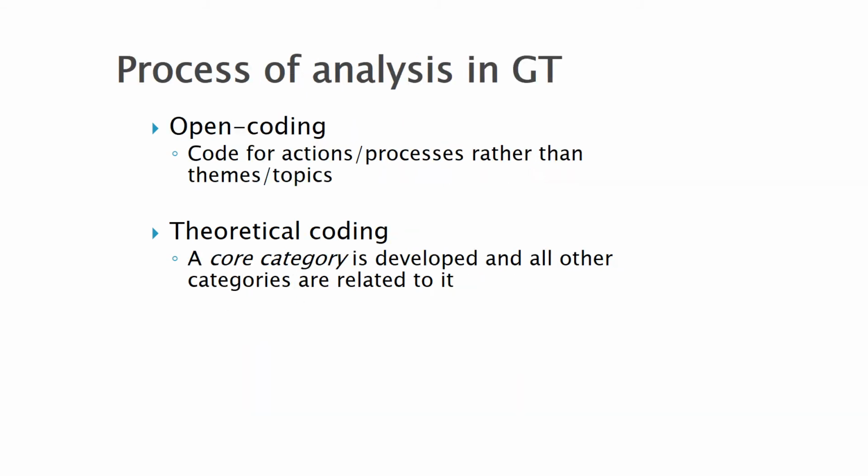So the process of analysis in grounded theory: open coding, codes for actions and processes rather than themes or topics. Theoretical coding: a core category is developed, and all other categories are related to it. So the important thing here is open coding. As we said before, the code is for actions, processes. So you're coding the process rather than the themes or topic areas.